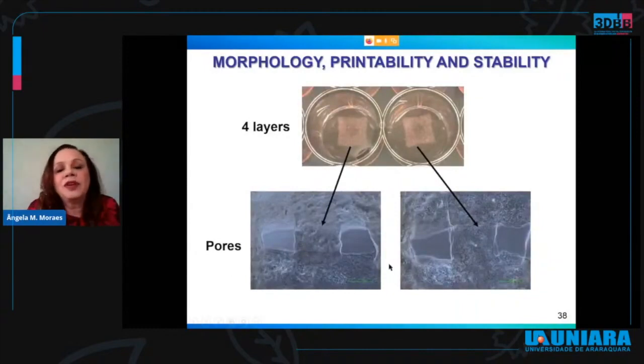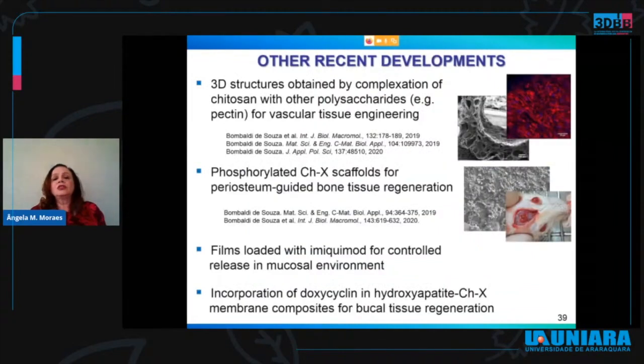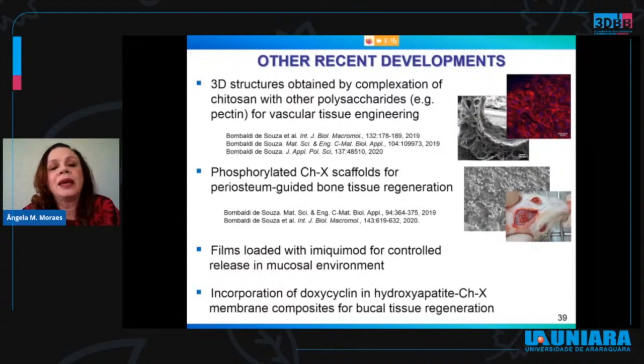And here I show you very quickly the material morphology, printability, and stability. Here is a 4-layer material. We can't see the pores in this augmentation of the image, but here we can observe that we preserved somehow the pores that we aimed at. And this is a printing already with the spheroids.